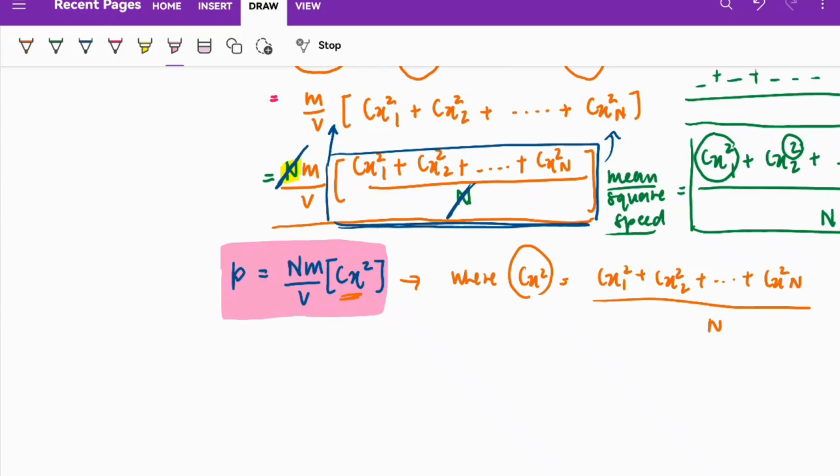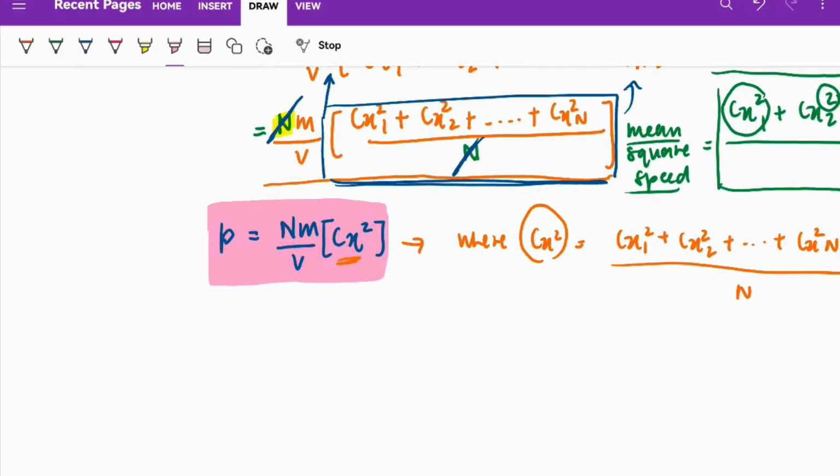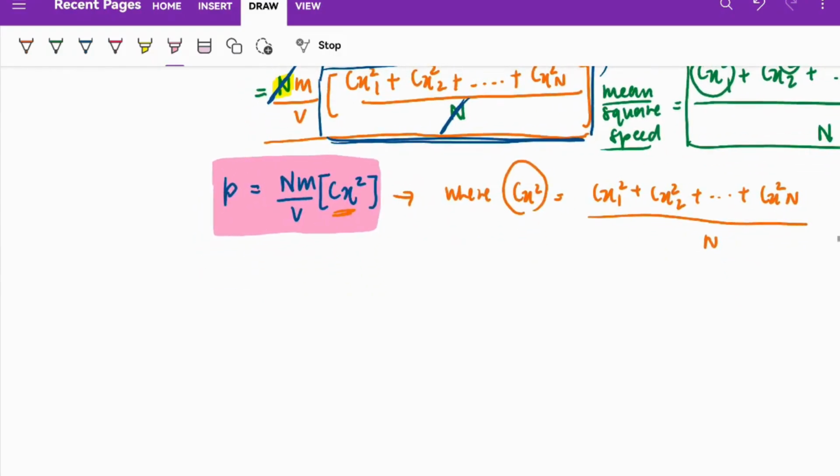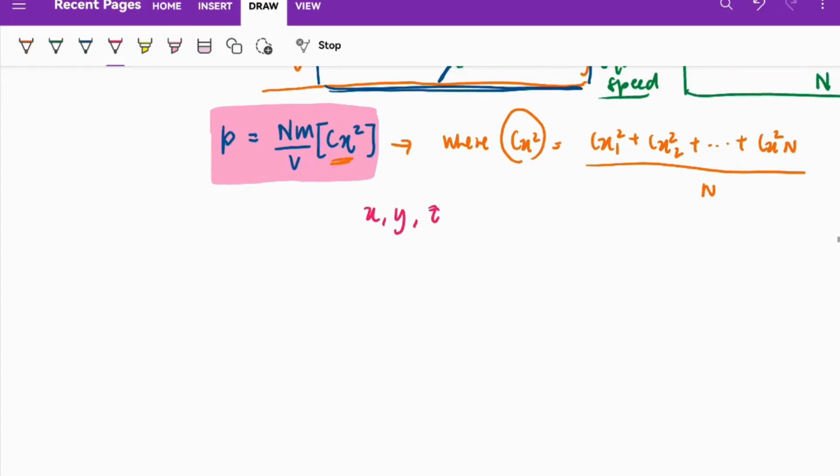Now let's go into detail. Like I said earlier, it doesn't mean that the molecules are only moving in the x direction. They are also moving in the y direction and z direction. So how about their mean square speed? On average, all of them will have the same mean square speed.